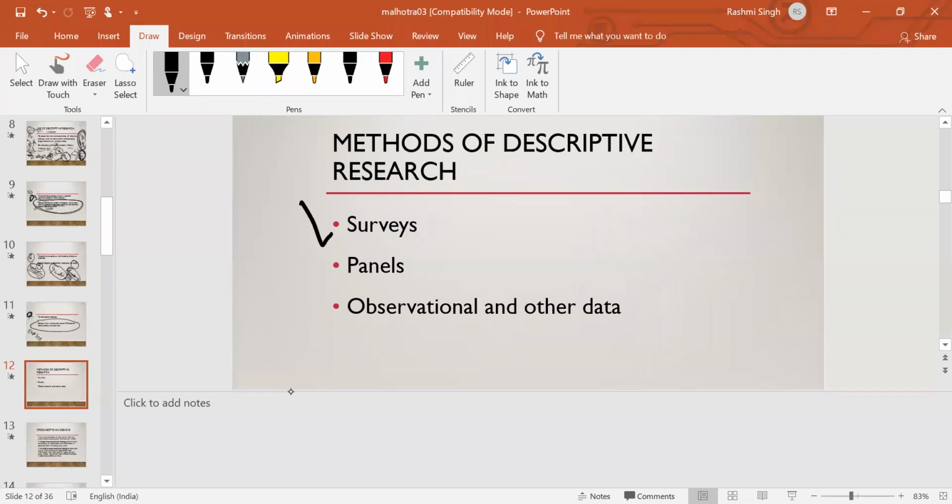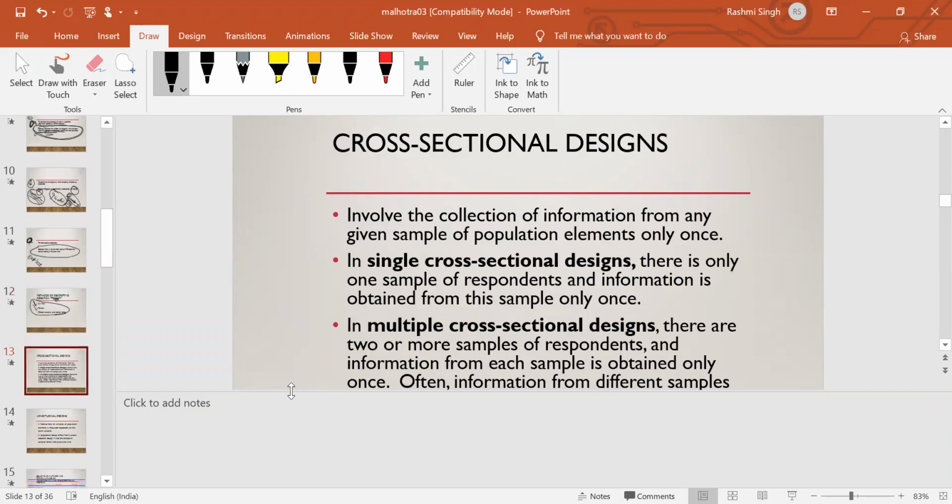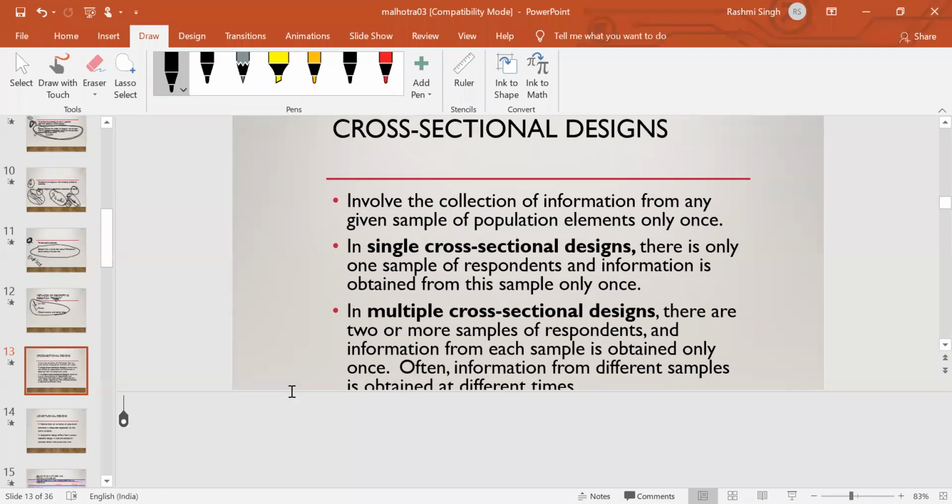These are the methods for performing it. You will perform some surveys, you will use panels, and you will have some observational and other data. So these are the three different techniques used to perform this descriptive type of research design. Then third type, not third type, let me explain this also.